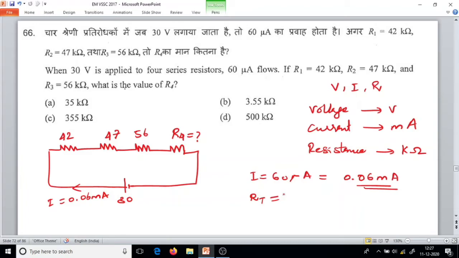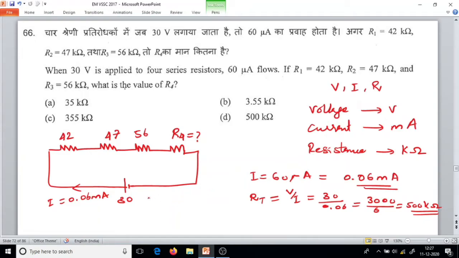Now, what is RT? Total resistance equals V by I. What is the V here? 30. 30 divided by 0.06. We can multiply it by 100, that is 3000 divided by 6, which is 500. What is the unit? Kilo ohms, and we have already decided how we keep it. 500 kilo ohm we got.